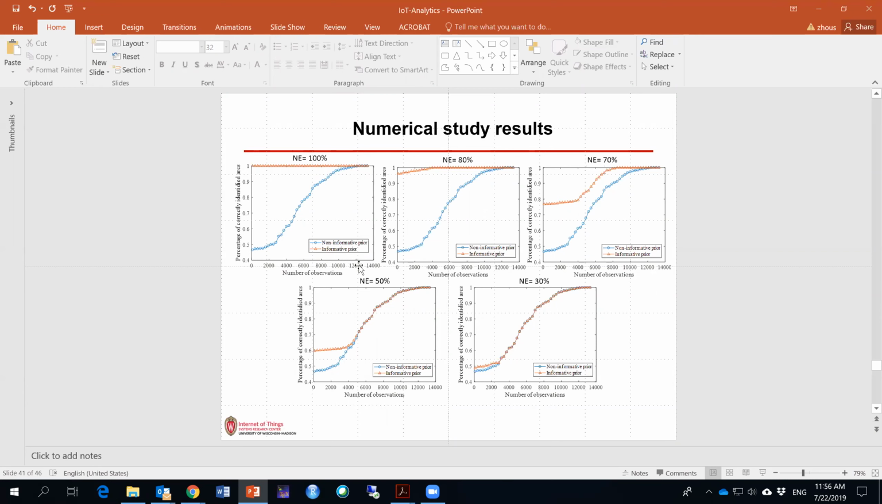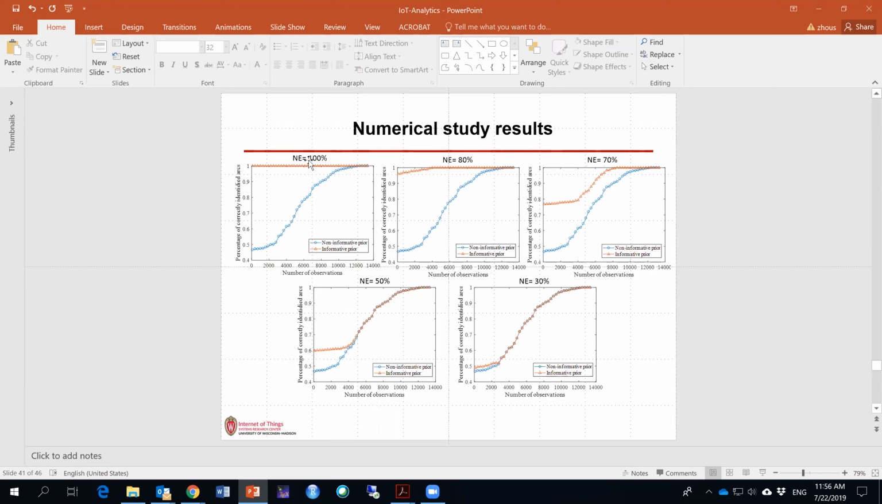You can see if we have a large amount of samples, eventually we can learn 100% correct graph structure. But if we have a limited amount of data, transfer learning can learn very quickly and get very accurate learning results. This NE for different measures is a measure of the similarity between the historical process and the current process.